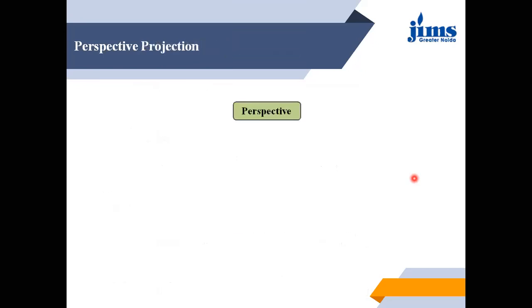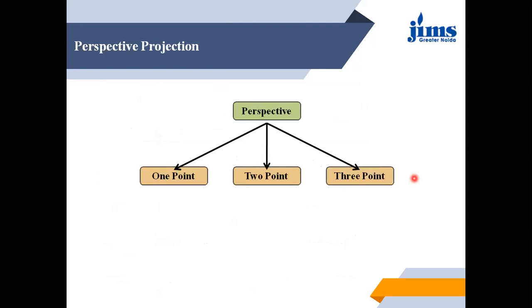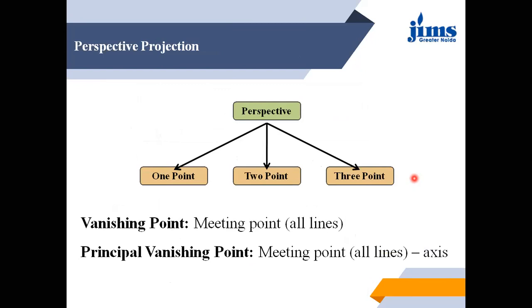Now we will study different types of perspective projections. These can be divided into three types. First one is 1 point, second 2 point, and third one is 3 point perspective projection. In these, we have to understand the vanishing point. A vanishing point is a point where all the projected lines meet. When we want to see the image of an object and we send the projected lines, then the point at which all the lines are going to meet.